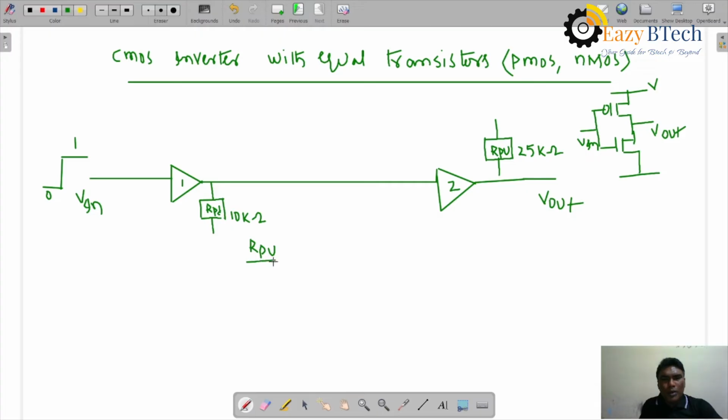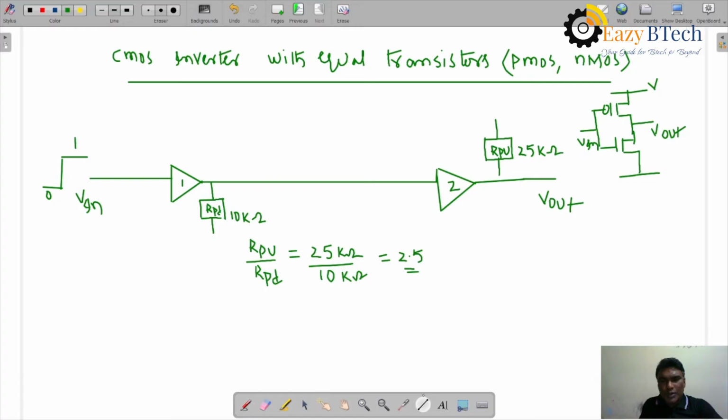R pull up by R pull down is equal to 25 kilo ohms by 10 kilo ohms, right? It will be 2.5. So the inverter 2 pull up resistance is 2.5 times the first inverter pull down resistance, according to the resistance pull up pull down ratio. So the time taken by the second inverter is 2.5 times more than the first inverter pull down resistance.